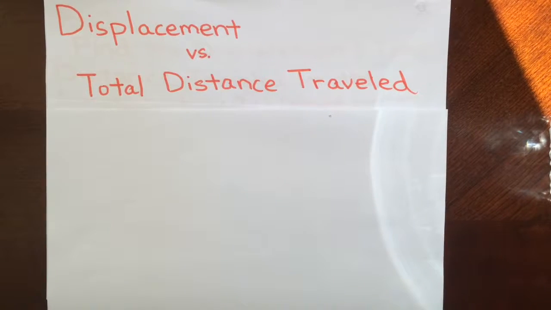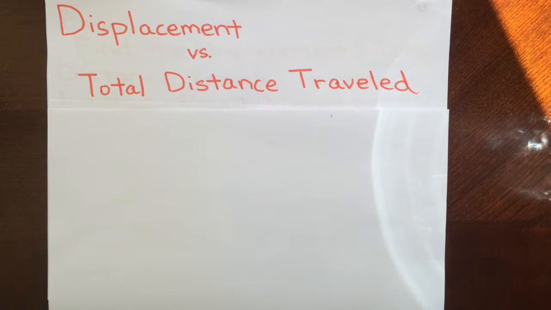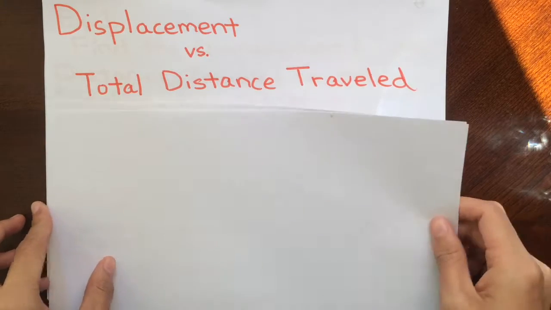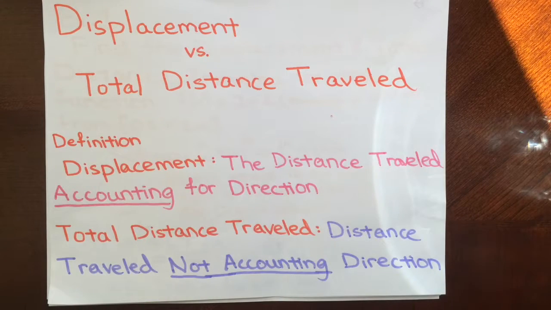In this video, we will talk about displacement versus total distance traveled of any given function. So let's start off with the definition of both displacement and total distance traveled. They are similar yet different. Displacement is the distance traveled accounting for direction. However, total distance traveled is also the distance traveled, but it is not accounting for direction.